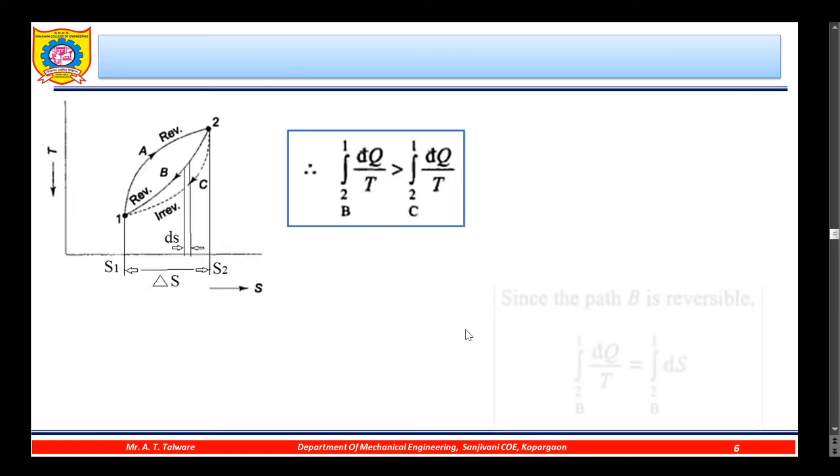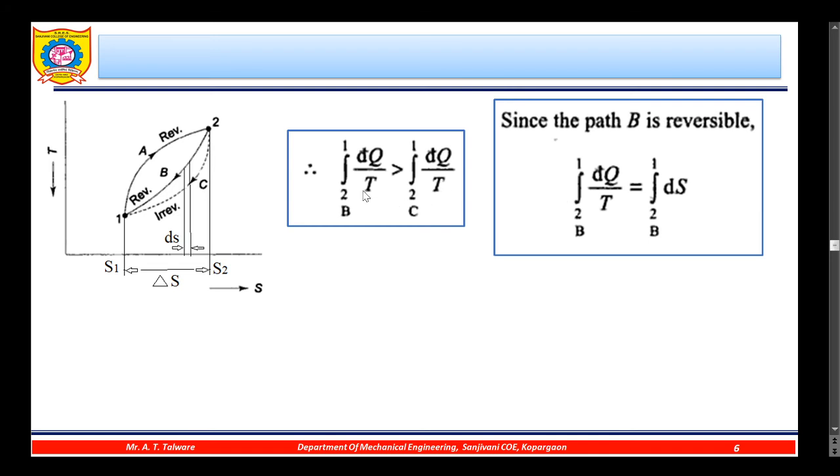So we got this equation. Since path B is reversible, we have considered path B as the reversible path. So for the reversible path, the integration of delta q upon t is equal to the integration of ds over the path B. So for the reversible path, we can write delta q upon t is equal to ds.